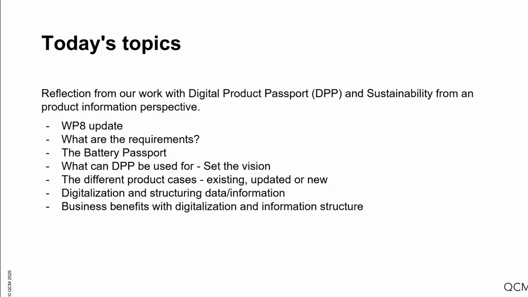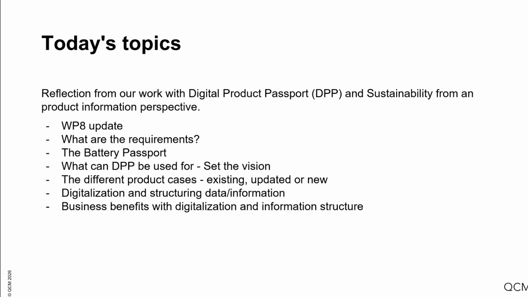So the requirements, we talk about the battery passport because that is something we have dug into quite deeply to look into what attributes or what information is necessary in the DPP. What can it be used for? A set of vision, and then we have different product cases for the products.